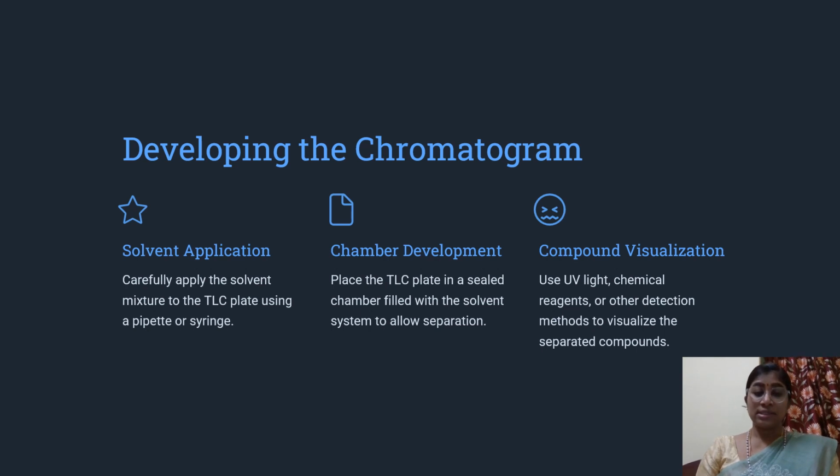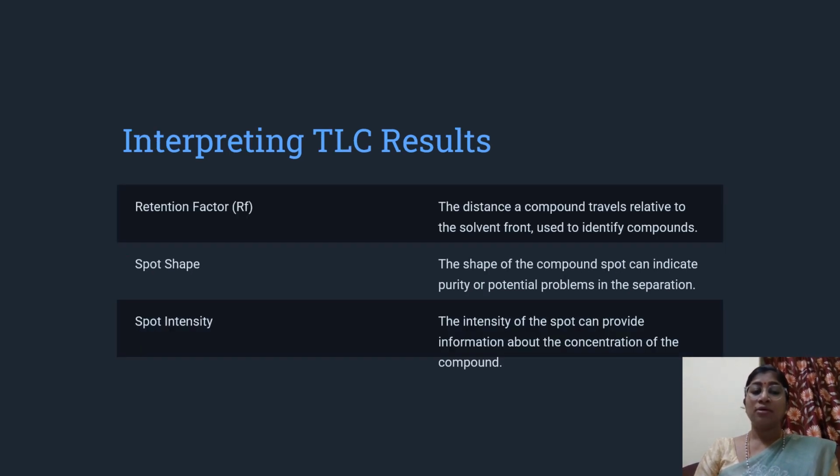And we have already seen developing the chromatogram, that is solvent application, chamber development, compound visualization, and so on. Then interpreting TLC results. That is very important. It is retention factor, spot shape, spot intensity. Retention factor is the distance a compound travels relative to the solvent front, used to identify compounds. The shape of the compound spot can indicate purity or potential problems in the separation. The intensity of the spot can provide information about the concentration of the compound.